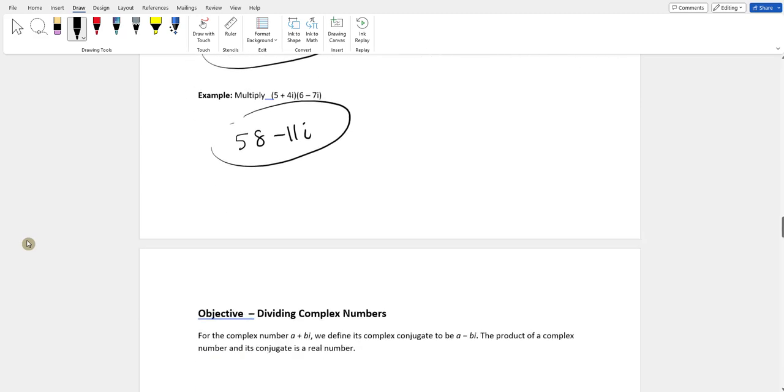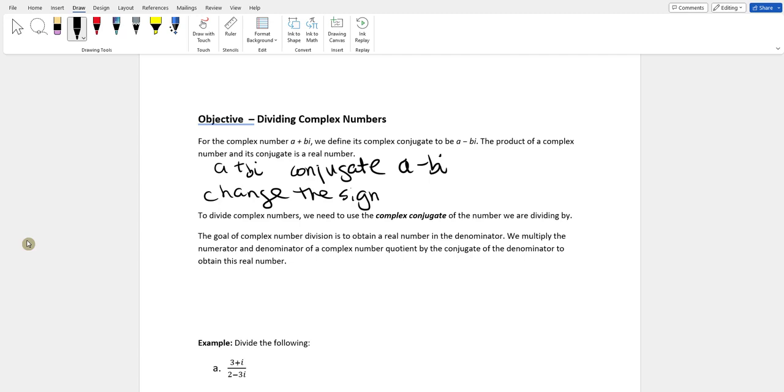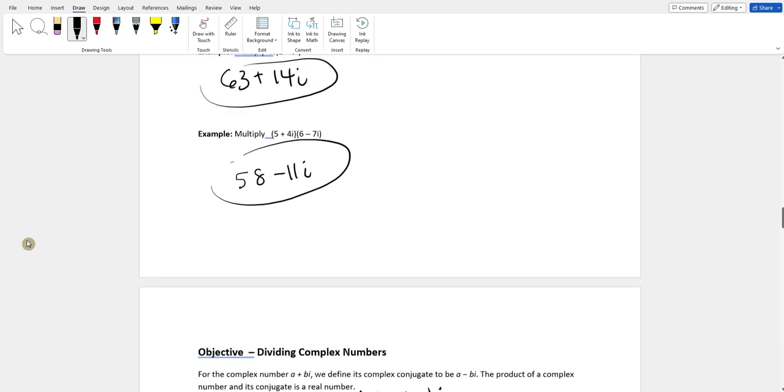Now we're going to talk about dividing complex numbers. For the complex number a plus bi, we define its conjugate to be a minus bi. When you take the product of a complex number and its conjugate, you're going to get a real number. So, once again, if you have a plus bi, the conjugate is a minus bi. So what you do is you change the sign in the middle. So when you multiply a complex number with its conjugate, you're going to get a whole number. You will not have any i's in your final answer.